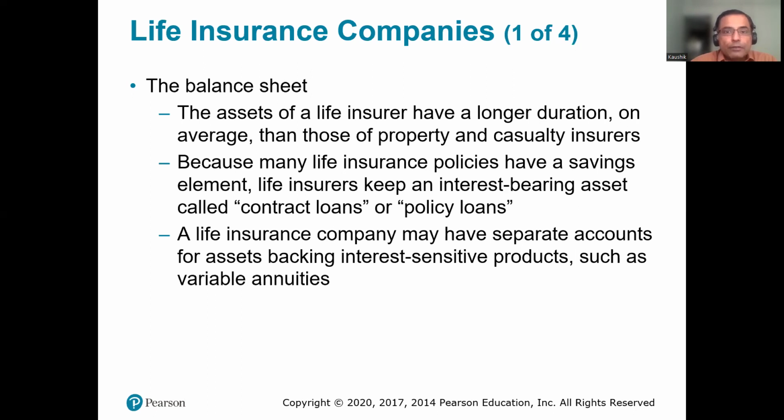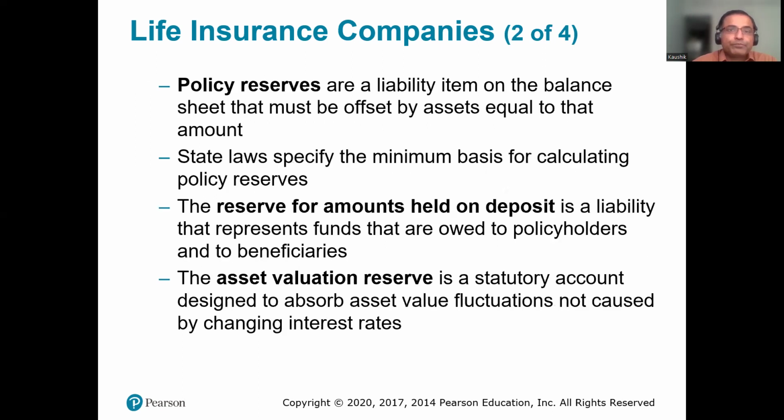So the assets of life insurers have longer duration because it is related to life insurance policy. And many life insurance policies also have a savings component. So the life insurers need to maintain an interest-bearing asset. They also need to maintain separate accounts for interest-sensitive products such as variable annuity.